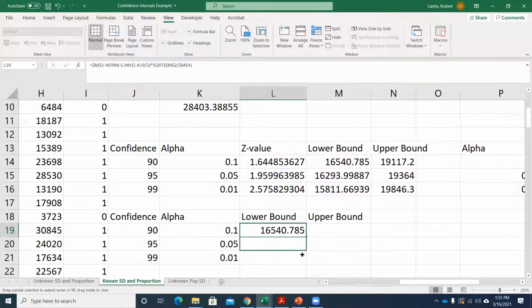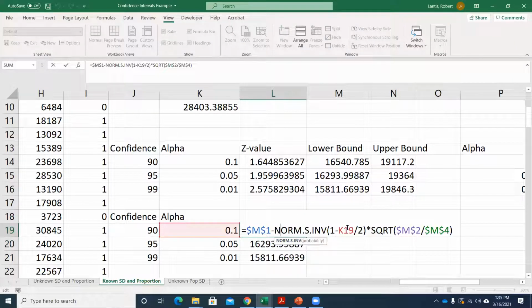Now I can copy this down, and I have the exact same thing I did before. Right? So it's just that I didn't break it down into steps. Now, can you do it this way? Yes. Do I think you should? No, because you can't see what the NORM.S.DIST is telling you.